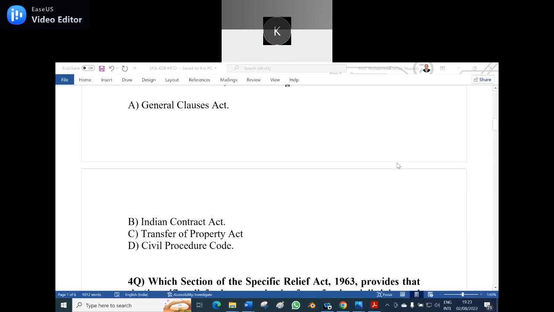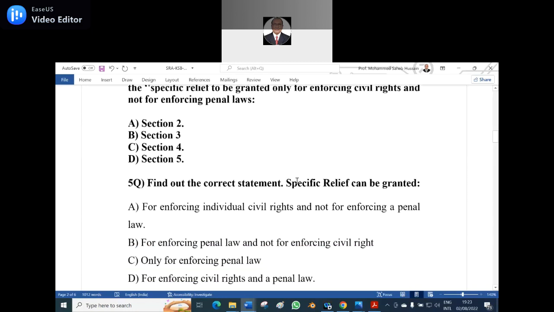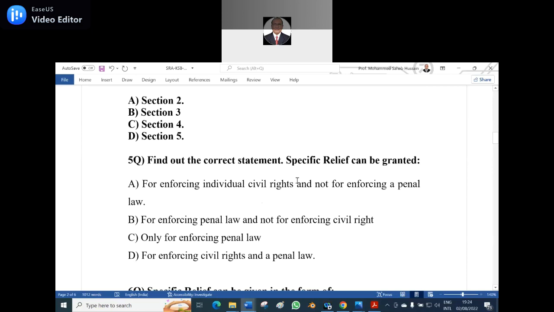Now, fourth question. Which section of the Specific Relief Act 1963 says relief is to be granted only for enforcing civil rights and not for enforcing penal laws? Option A, Section 2; option B, Section 3; option C, Section 4; option D, Section 5. My sincere request to the participants: let the host finish the A, B, C, D options, then you can answer, but not in the middle. C, Section 4 is the right answer.